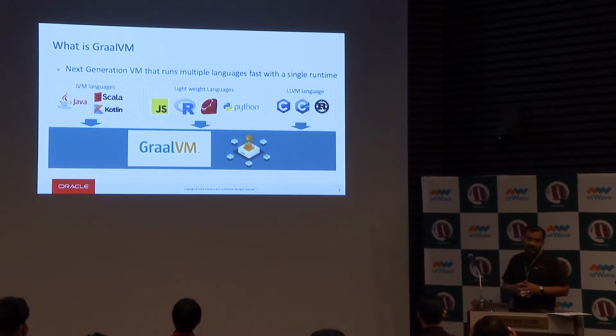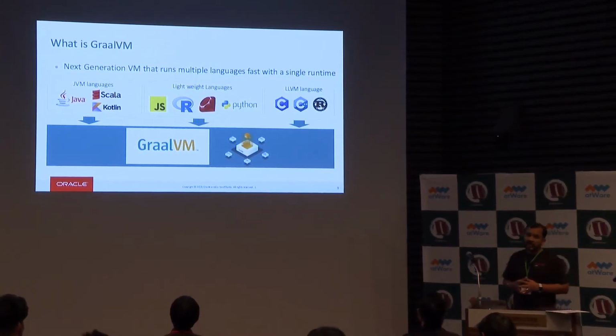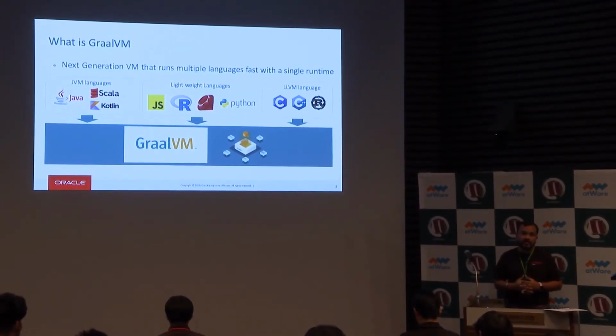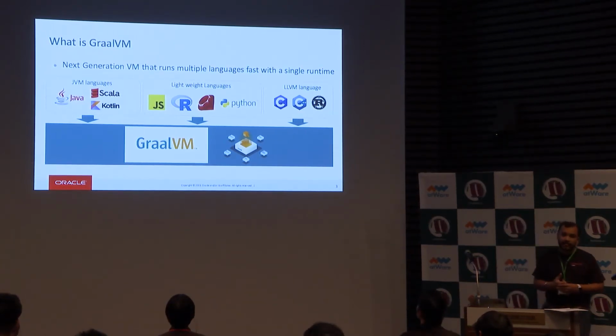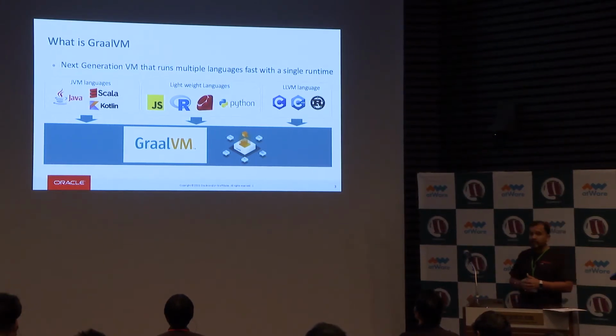So we support JVM languages, and that includes things like Java, Scala, and Kotlin. We're going to be focusing today more on the Scala aspect of things, but at the same time also lightweight languages, right? That includes things like Python and others like Ruby and so forth.